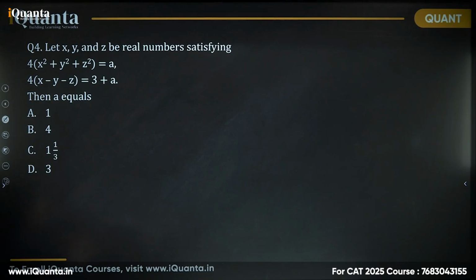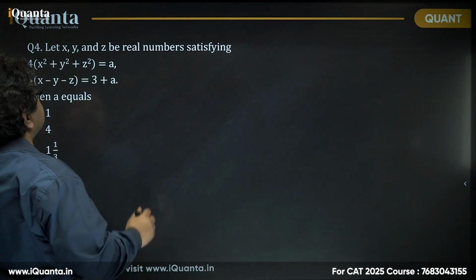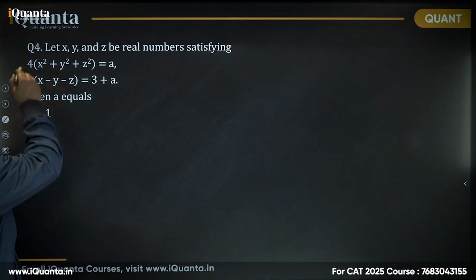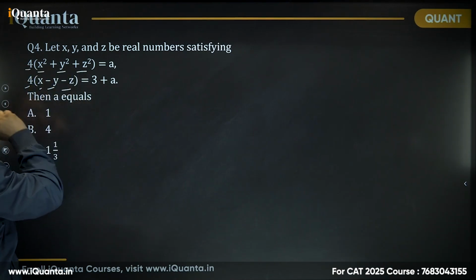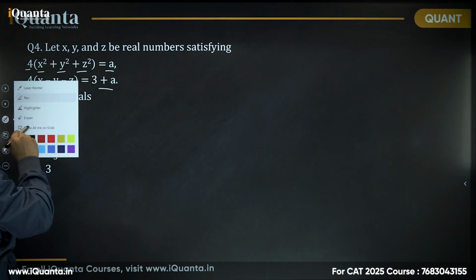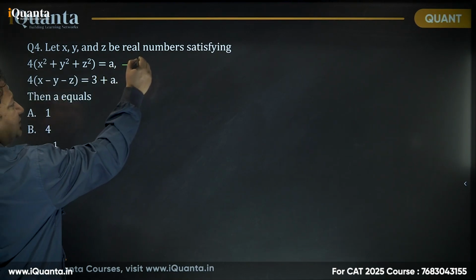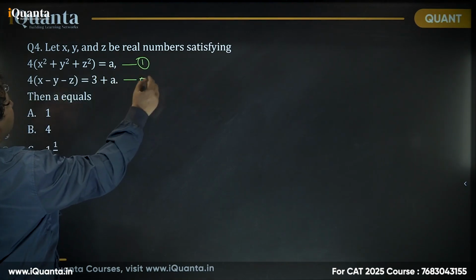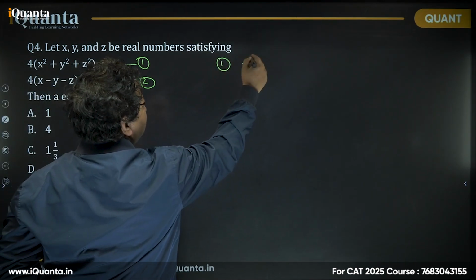Let x, y, and z be real numbers satisfying the given equations. Then a equals what? Okay. To solve this question, as I can see certain things over here, there is 4x square, x, y square minus y, z square minus z, a and 3 plus a. So what comes to my mind first of all is, what if I mark this as equation 1, this is equation 2, and then I subtract them. So 1 minus 2, what will I get?